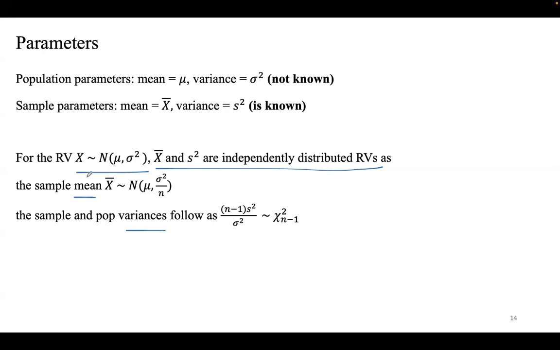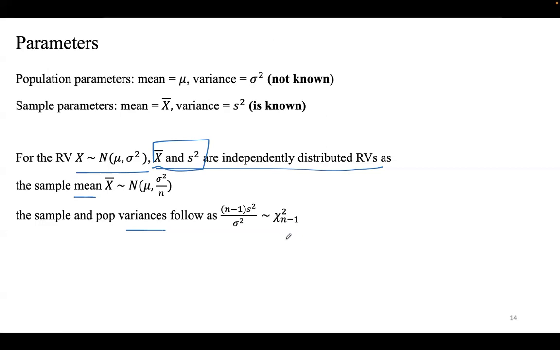So for a sample, there are two parameters that you need to calculate, which are these two. And both of these follow some distributions, because they themselves are random variables. The mean is a random variable which is normally distributed, and the variance is a random variable whose ratio, some sort of transformation of it, follows a chi-square distribution. All right.